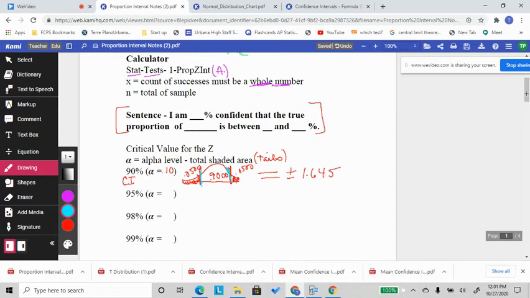Okay, let's do 95%. If I'm doing 95%, that means it has to add up to 1. This alpha level is going to be a total of 5%. Middle 95, and then 0.025 in each tail, because it's a total of 5%, so 250, 250. I'm trying to find these two that give me a middle 95%. Once again, this is the Z that's going to go into the formula.